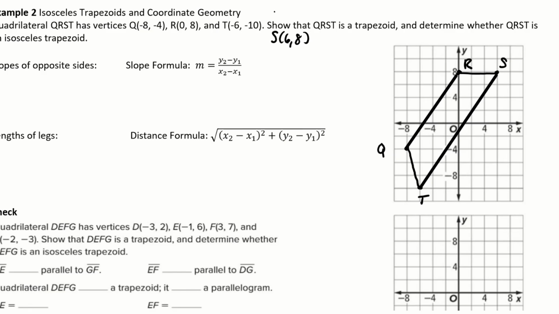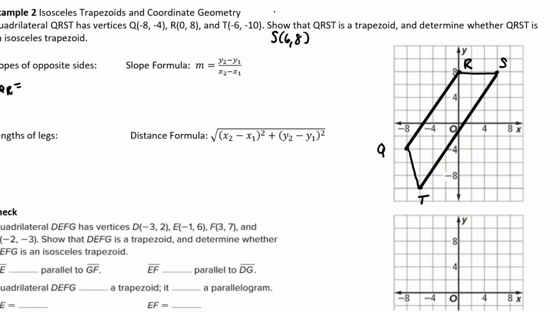So, looks like a trapezoid. Looks like these are not parallel, and these are parallel. We need to prove them, okay? We need to show that that's the case. So we're going to look at the slopes of the opposite sides. So slope of QR, slope of ST, and we have the slope formula. These are given in the formula sheet, so no need to memorize them. They're in the formula sheet for the EOC. So QR and ST.